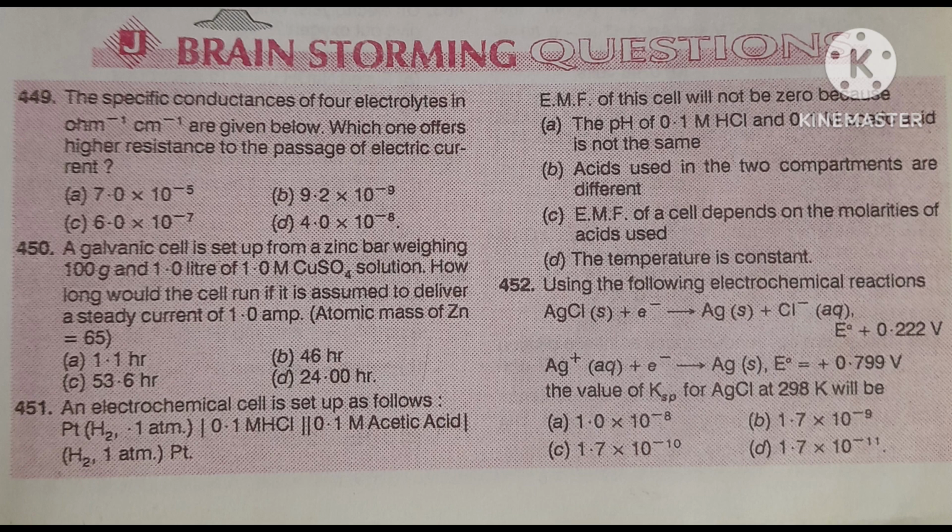Least conductance means this solution will offer highest resistance, because specific conductance, or simply conductance, and resistance are inversely proportional. You know K is equal to 1 upon R into L upon A. Here L upon A for a cell is fixed, and is called the cell constant. Then you can write R is inversely proportional to 1 upon K.